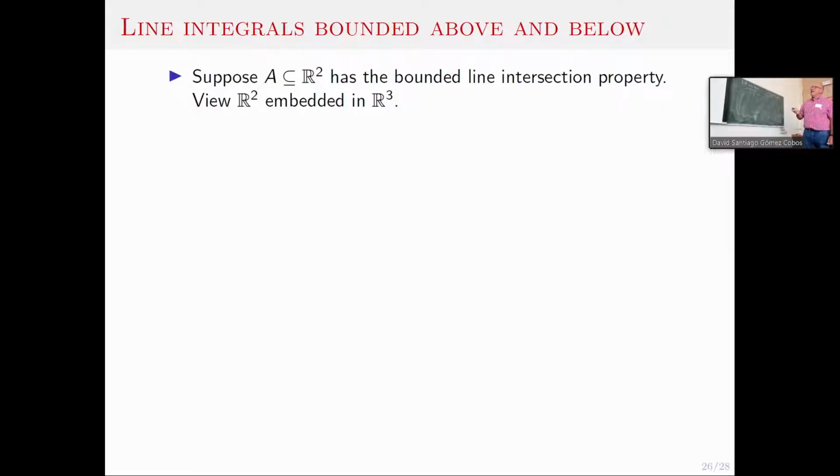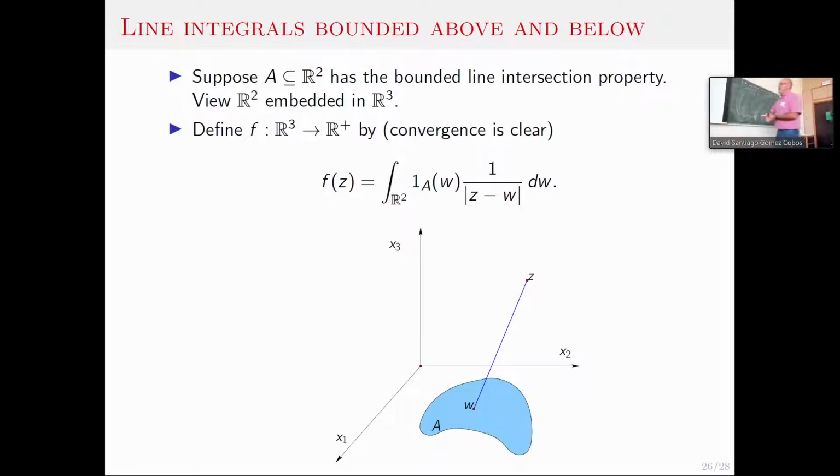Now we view this set as embedded in R3. So here is R2, and we put an extra dimension. We define a function in R3, call it f, by this formula, where |z - w| is the Euclidean distance of z and w. Now this clearly defines a function everywhere, and even on the plane, because the function 1 over r is integrable on the plane, and the function 1_A is bounded. So this is defined everywhere.